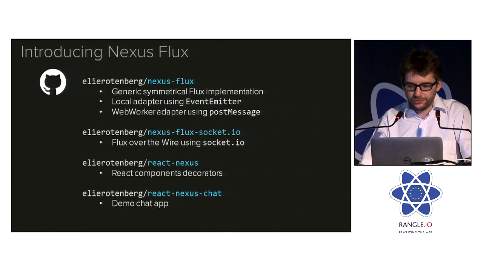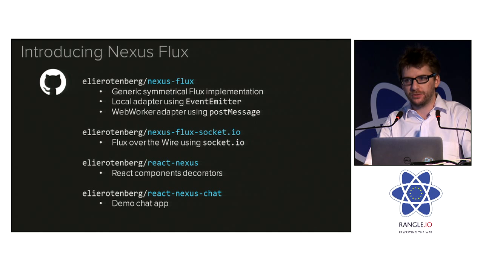The first lib, Nexus Flux, is a generic Symmetrical Flux implementation. Out of the box, it contains two simple adapters: one for local Flux, aka stock Flux, using event emitter, and a web worker adapter using postMessage. The second lib, Nexus Flux socket.io, implements Flux over the wire using socket.io as its WebSocket abstraction and polyfill. The third lib, React Nexus, contains the React component decorators to hook Symmetrical Flux into your app. More on that in a few seconds. And finally, React Nexus Chat is a full-fledged demo app implementing a simple multi-user chat room using React Nexus and Nexus Flux.